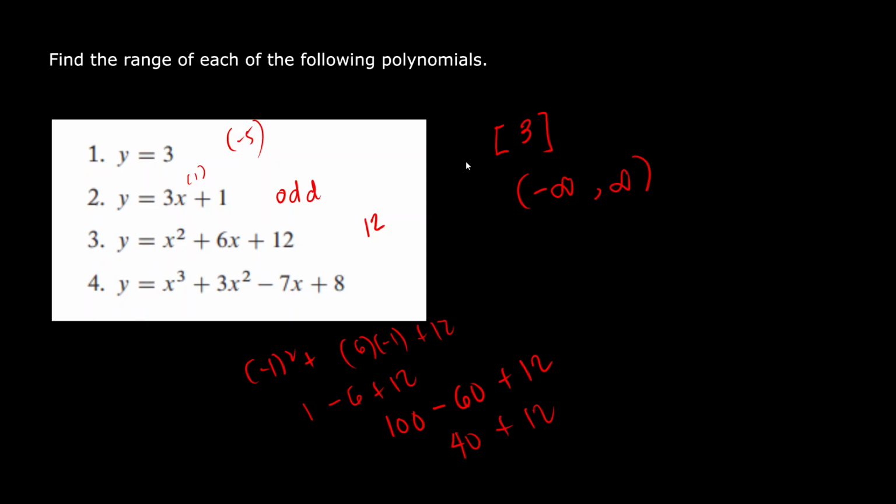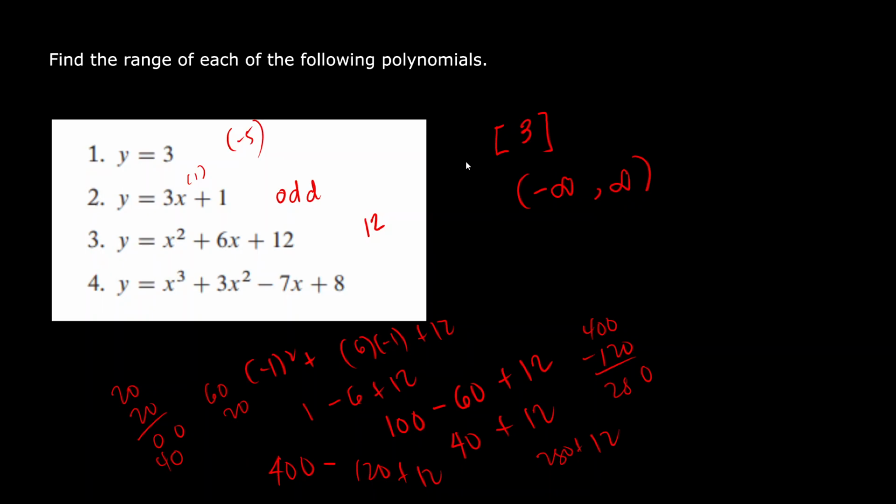Positive number pa din. Let's say negative 20. Negative 20 squared is 400. This is negative 6 times 20, which is 120. Plus 12. 400 minus 120 is 280. Positive 280 plus 12, positive number pa din. So, ibig sabihin, ang range natin dito is from 12 to positive infinity. Do you remember yung kanina? Kapag even degree, basta positive ang coefficient ng highest degree, a constant to infinity. Diba?